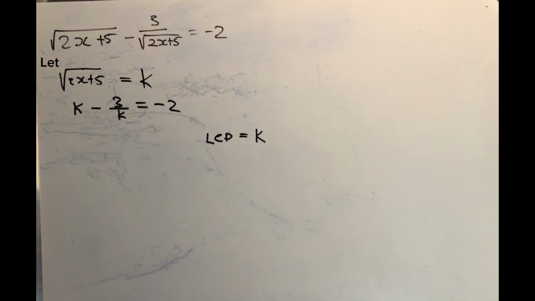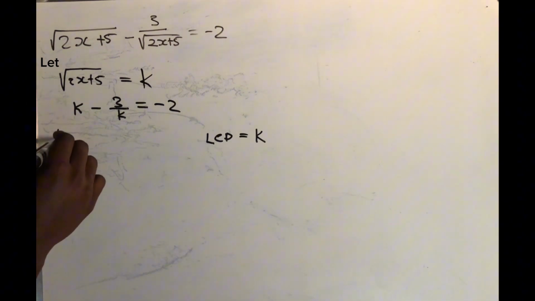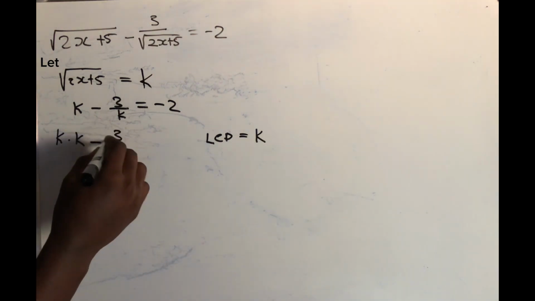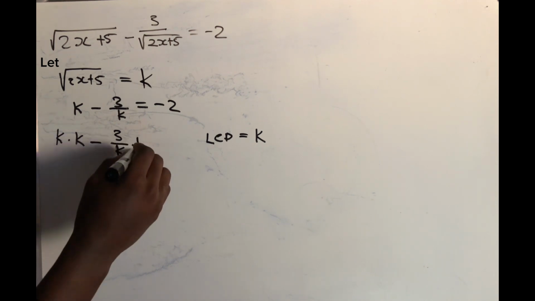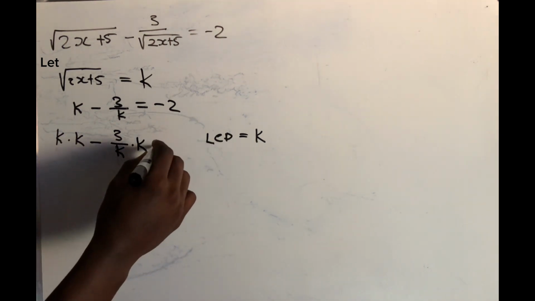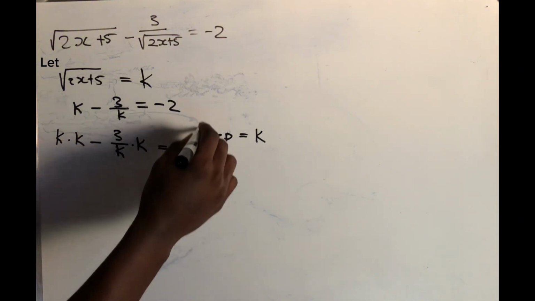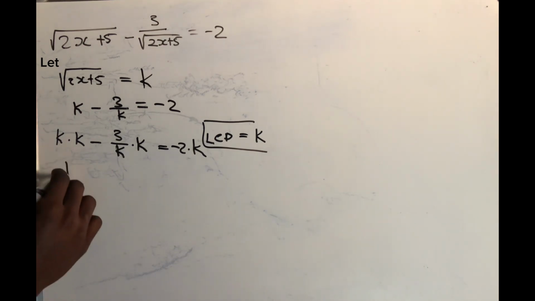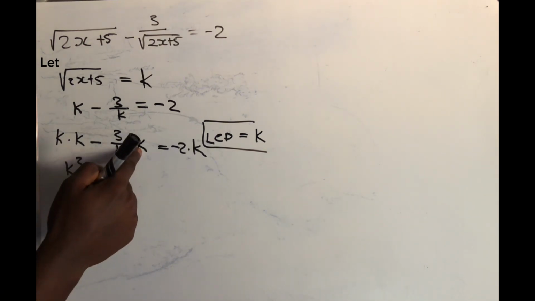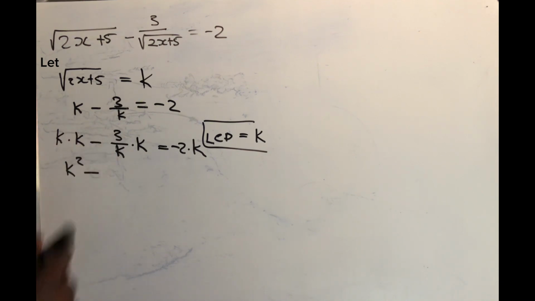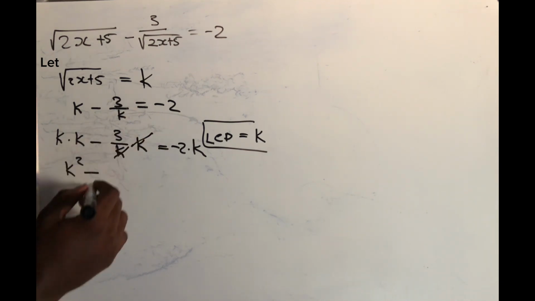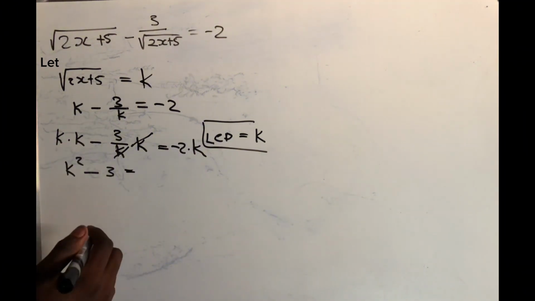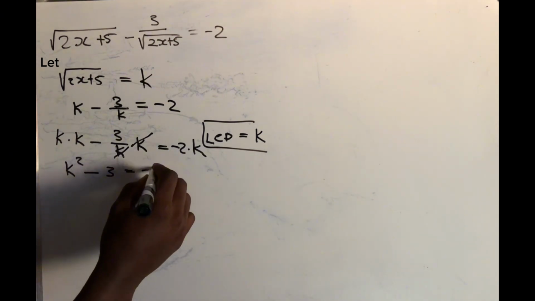Please excuse me for the background. Then we multiply this k by our LCD, and k minus 3 over k multiplied by our LCD, k, equals negative 2 multiplied by k, our LCD. So k multiplied by k gives you k squared, minus 3 over k multiplied by k. This k will cancel this k, and you'll be left with negative 3 equals negative 2k, since negative 2 multiplied by k gives you negative 2k.